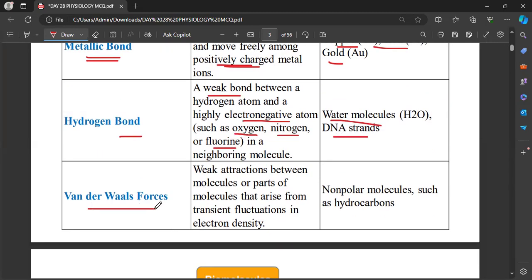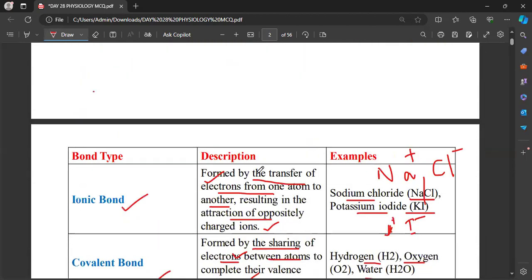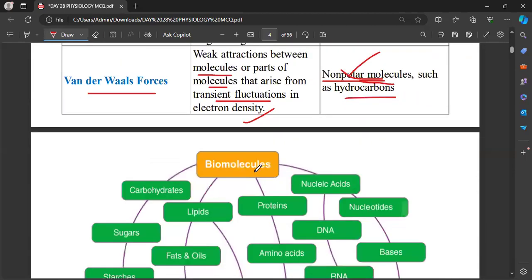Now, van der Waals force. Again, this is a weaker attraction, formed between molecules or parts of molecules, arising from transient fluctuations in electron density. For example, non-polar molecules such as hydrocarbons. This is not a polar compound; these are non-polar molecules. So this is the basic understanding of the bond types. These are all the bonds on the list.